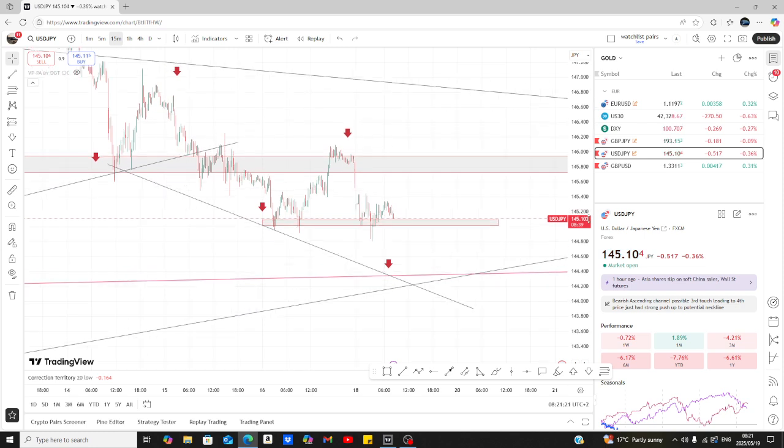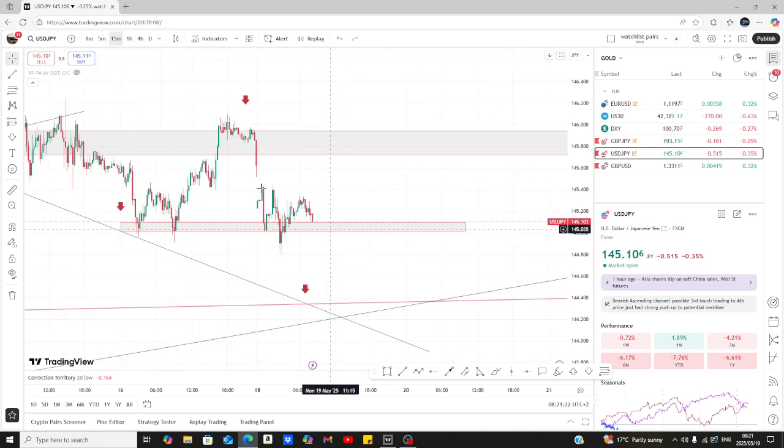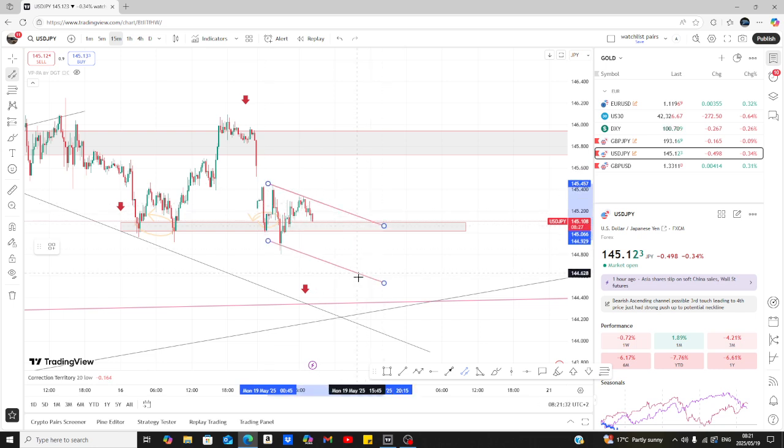If price does break below this level, as you can see, this level has held a couple of times. We've got 1, 2, and 1 here, so it's very possible to see the price break to the downside.